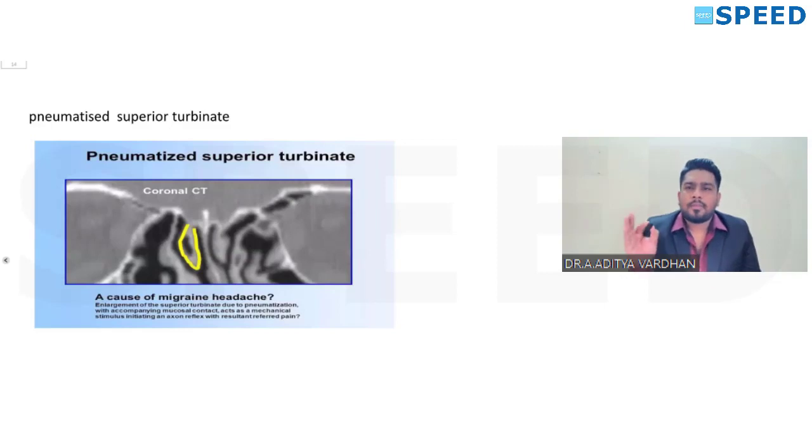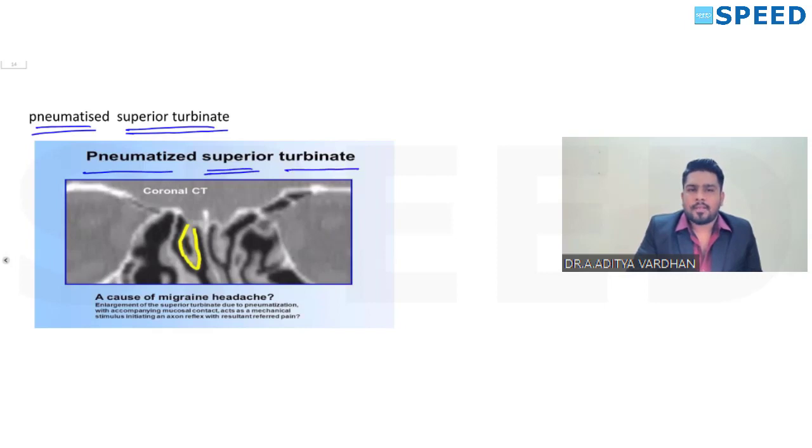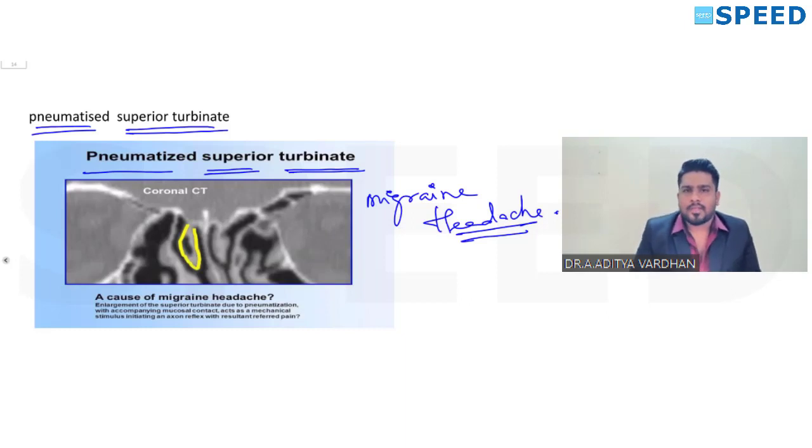First, friends, a little bit of MCQs regarding pneumatized superior turbinate. Pneumatization of the superior turbinate is a cause of migraine headache. Not very much up to your level, but in day-to-day practice, as a radiologist, I must know this is one of the main significances regarding pneumatized superior turbinate, and you need not know much about it. Let's get to other things.